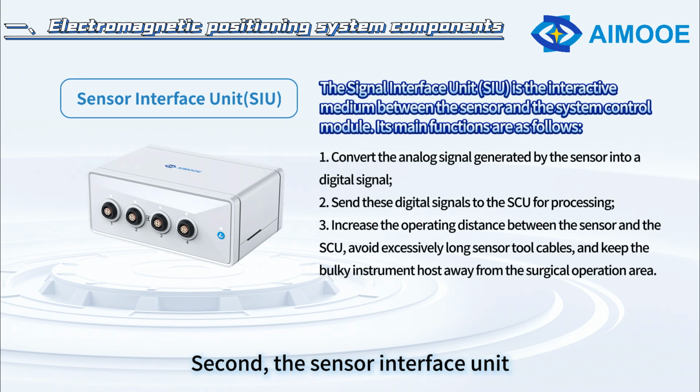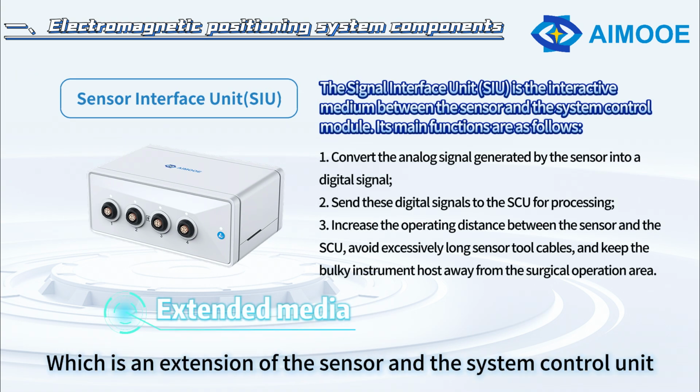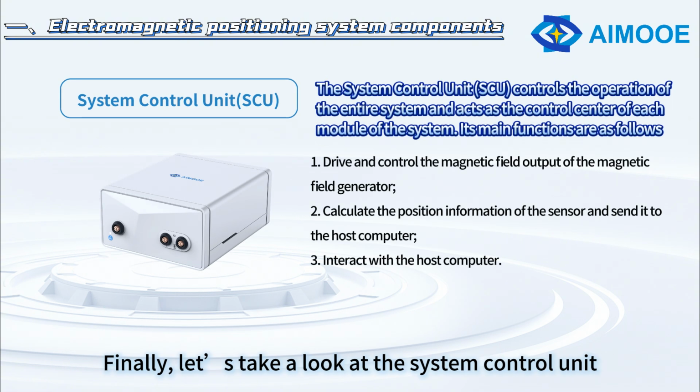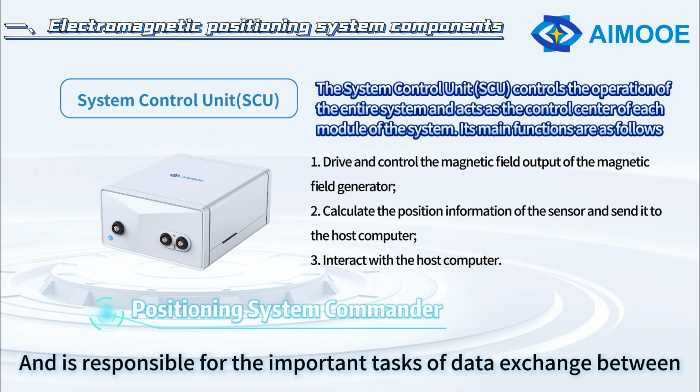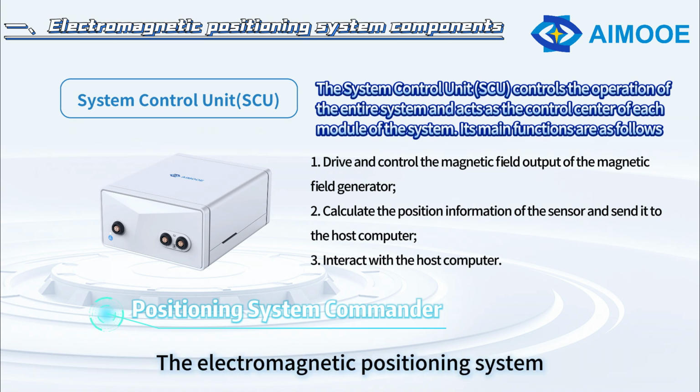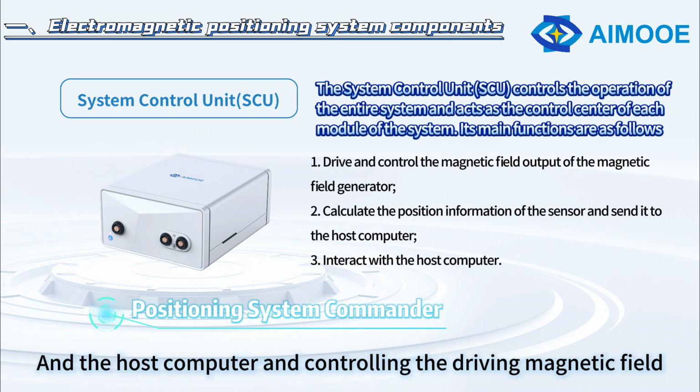Second, the sensor interface unit, which is an extension of the sensor and the system control unit. Finally, let's take a look at the system control unit, which is the commander of the entire positioning system and is responsible for the important tasks of data exchange between the electromagnetic positioning system and a host computer, and control of the driving magnetic field.